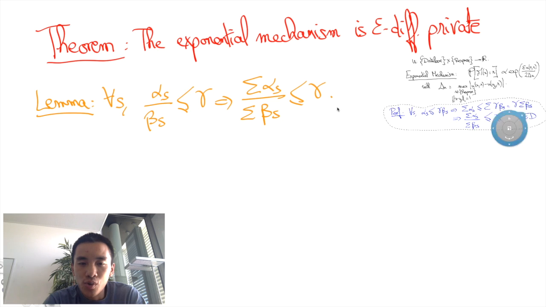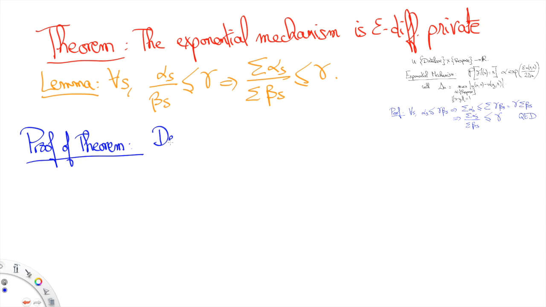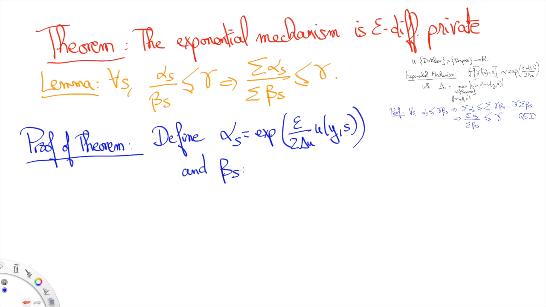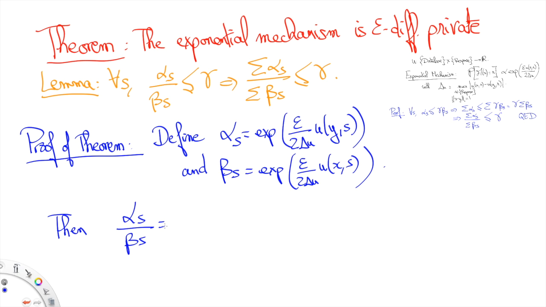Now we can move on to the proof of the theorem. To prove the theorem, let us define alpha s, which is going to be the exponential of epsilon divided by 2 delta u times u of y and s, and we're going to define beta s to be the exponential of epsilon divided by 2 delta u times u of x and s. Then if we take the ratio alpha s divided by beta s, then we have a ratio of exponential functions, which is the exponential of the difference, which is thus exponential of epsilon divided by 2 delta u times u of y and s minus u of x and s.